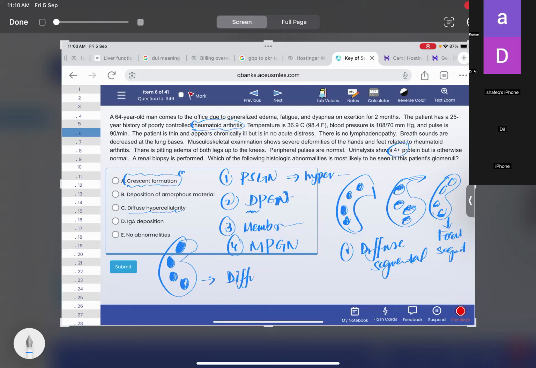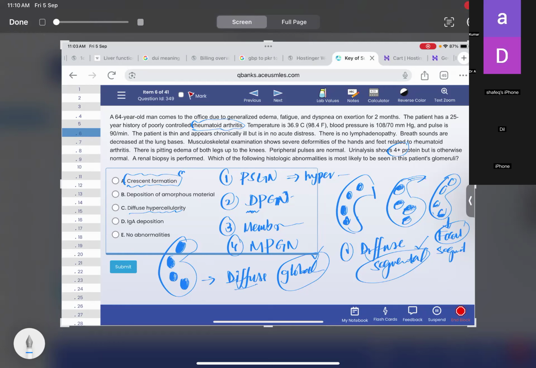But if all are completely involved, we call it global. So diffuse versus focal, and global versus segmental. If some part of the nephron is involved, it is segmental. If all the nephron is involved, it is global.